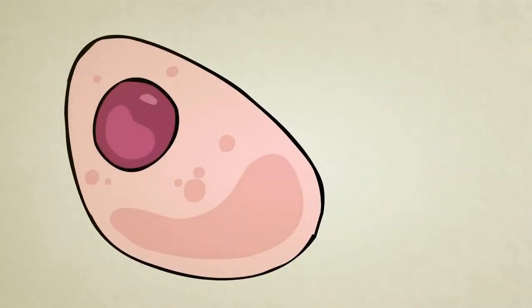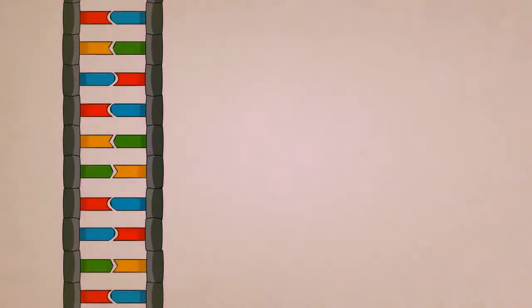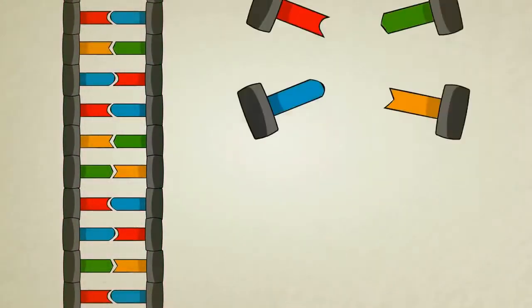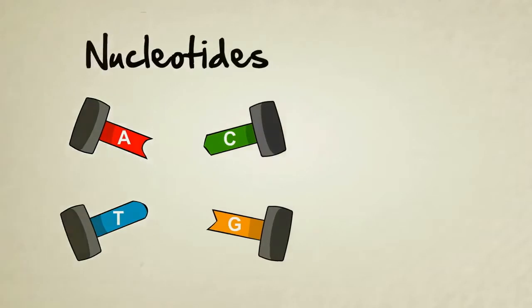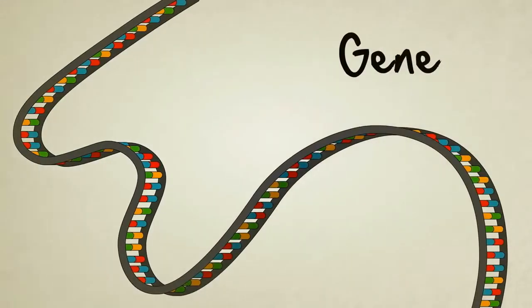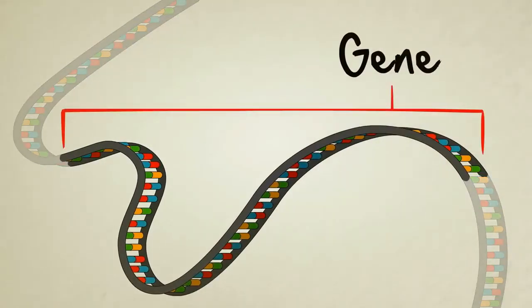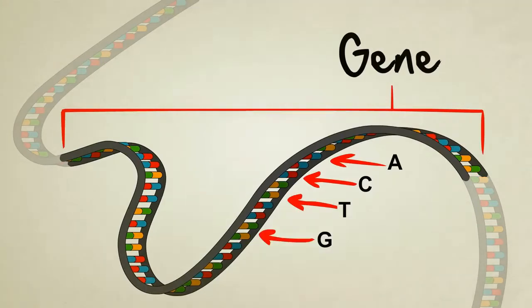Each one of our cells contains 46 strands of DNA. A single strand is made of millions of particles called nucleotides, and these nucleotides come in 4 different types, which scientists have labeled A, C, T, and G. A gene is a special stretch of DNA, a sequence of A's, C's, T's, and G's that code for something.